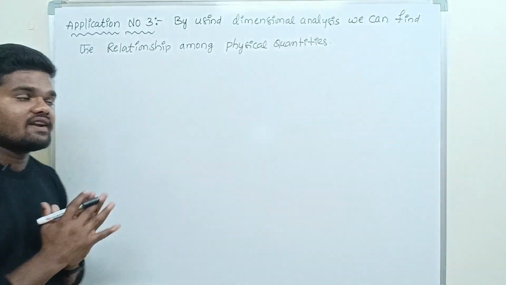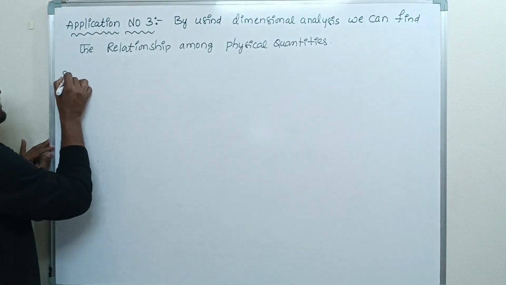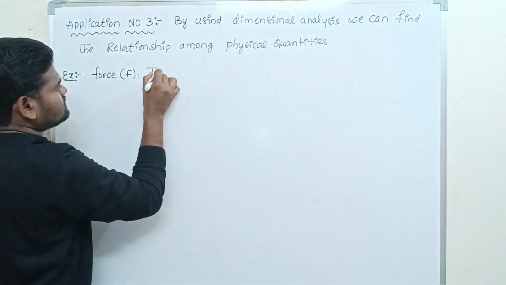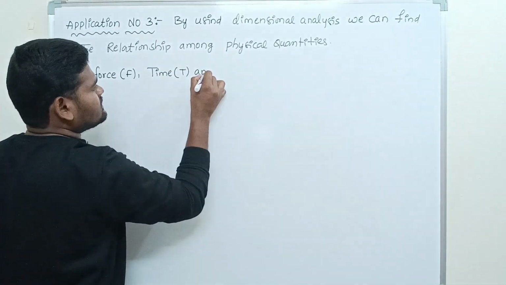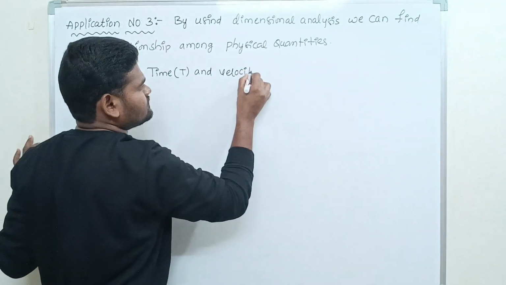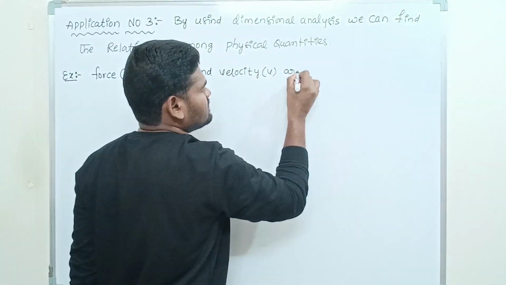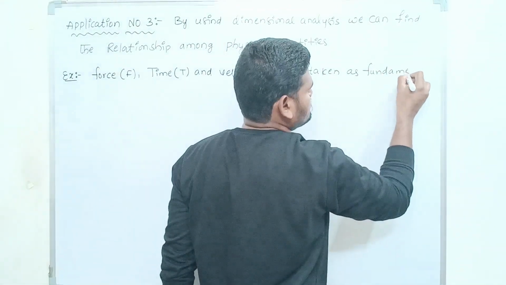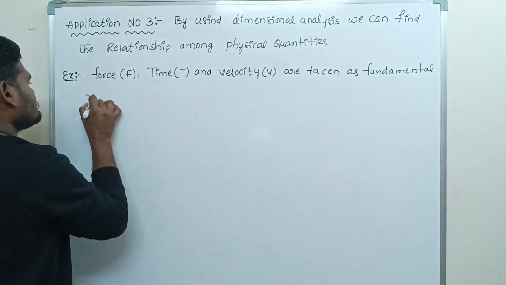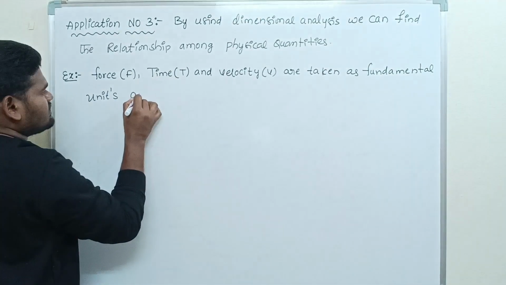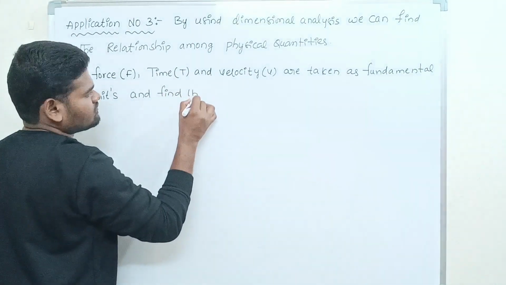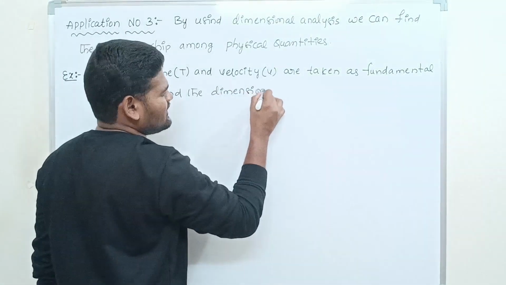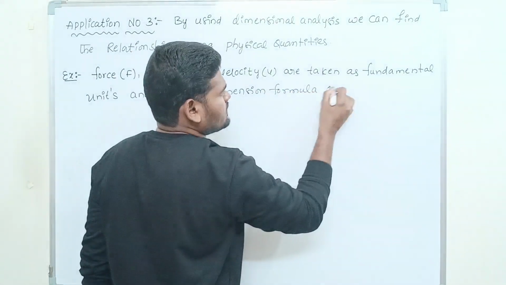Have a look. Let us see one example. Important concept. Example: force, time, and velocity V are taken as fundamental units, and find the dimensional formula of mass.